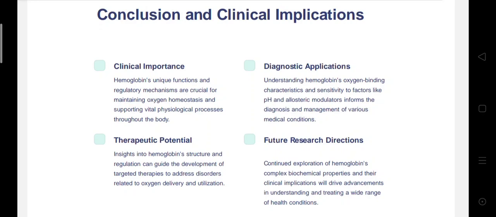Understanding hemoglobin's oxygen binding characteristics and sensitivity to factors like pH and allosteric modulators informs the diagnosis and management of various medical conditions. Third, therapeutic potential. Insights into hemoglobin structure and regulation can guide the development of targeted therapies to address disorders related to oxygen delivery and utilization. Fourth, future research direction. Continued exploration of hemoglobin's complex biological properties and their clinical implication will drive advancement in understanding and treating a wide range of health conditions.